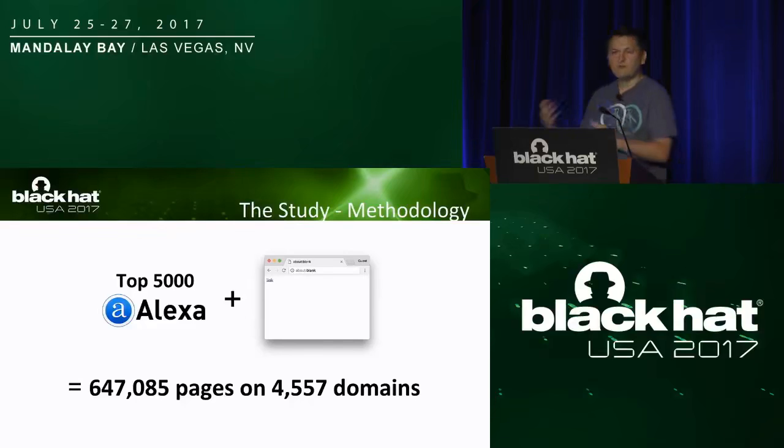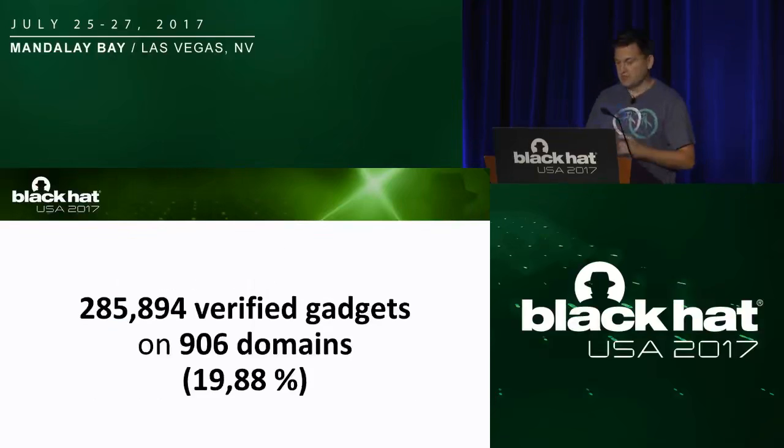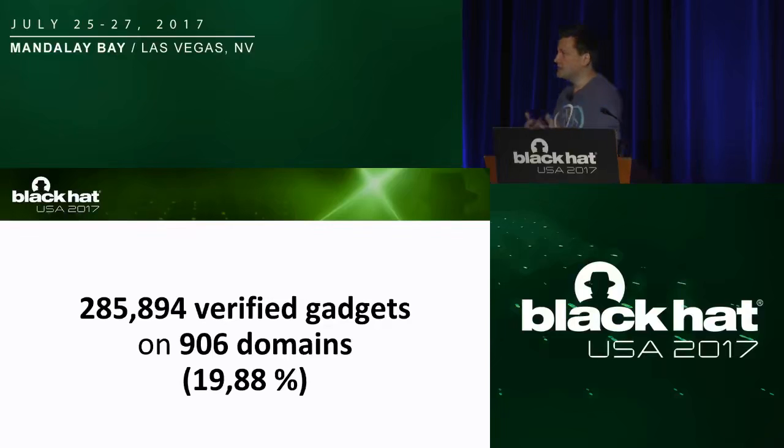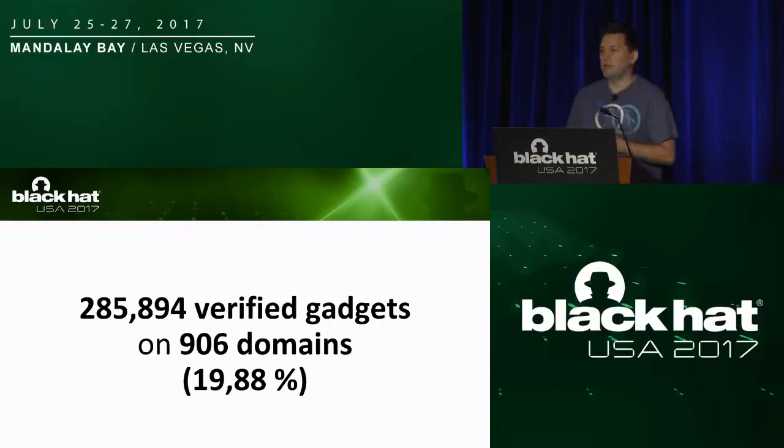And then we ran this exploit generation and injected all these gadgets into these pages. And we were able to verify about 285,000 gadgets in these 650,000 URLs. These gadgets are not necessarily unique, but we found them on 906 domains. So the key takeaway of the slide is that about 1 in 5 websites have verified gadgets in userland code.